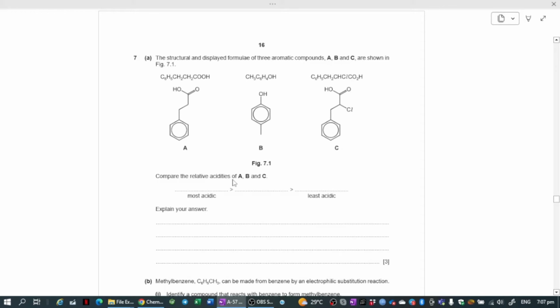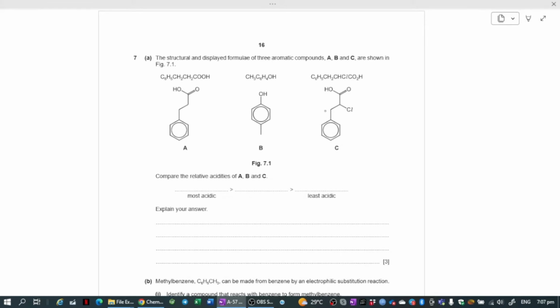They ask us to compare the relative acidities of A, B, and C. So we should see here that B is a phenol, A is a carboxylic acid, and C is a chloro-substituted carboxylic acid. We should be able to immediately tell that if we compare alcohols, phenols, carboxylic acids, carboxylic acids are the most acidic, then phenols, then alcohols. Right? And then we should also know that when we have chlorine or halogen substituted carboxylic acids, they tend to be more acidic as well.